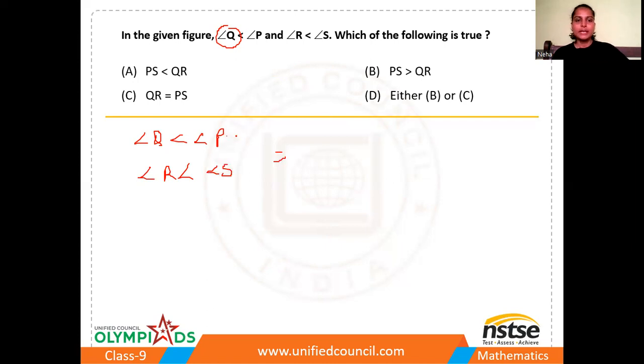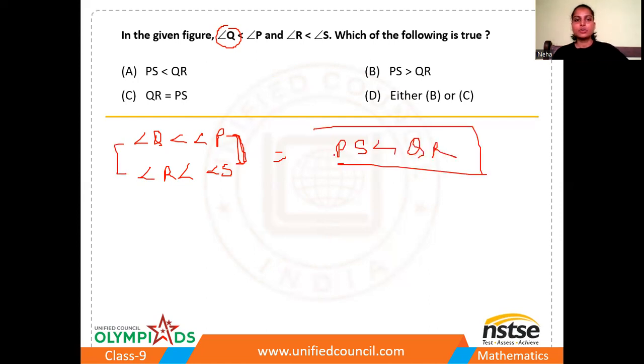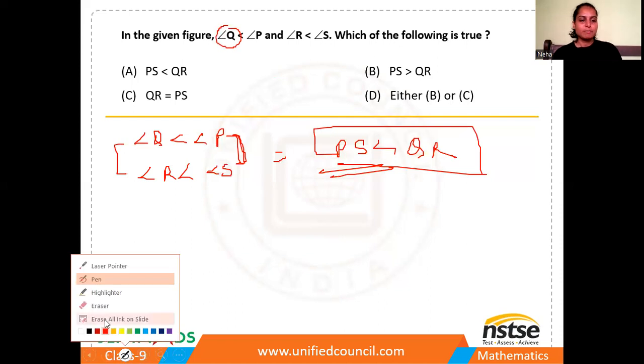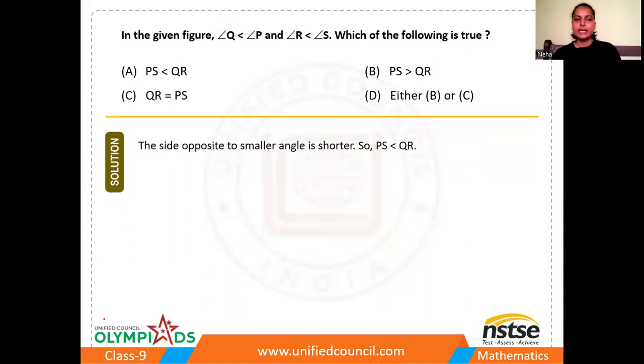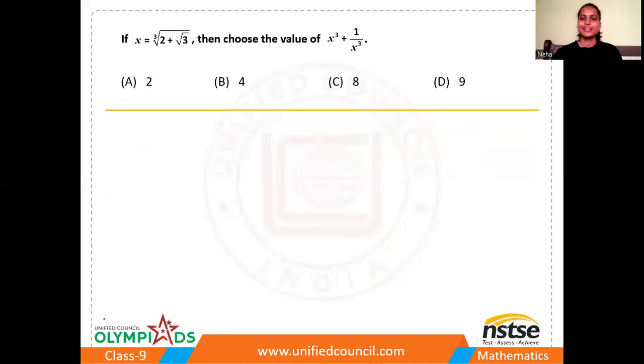Correct. So the side I can make is PS, and here the side I can make is QR, correct? So PS is less than QR. So this question is quite simple. Even without any diagram, I can easily solve this, correct? All right. Now we have proved it, we don't need anything else.